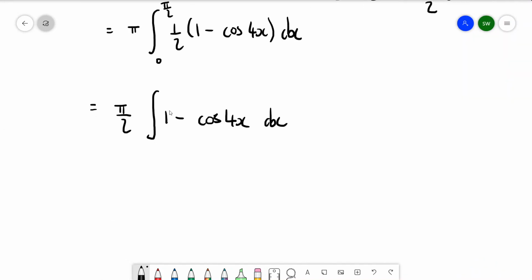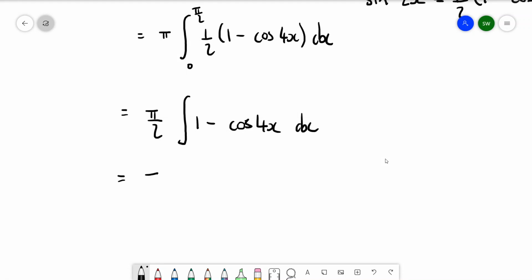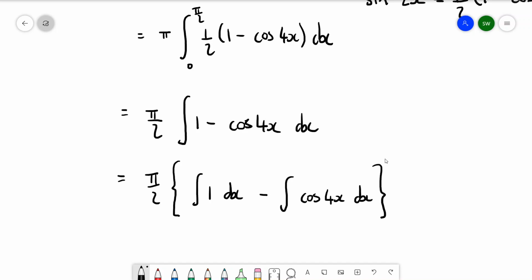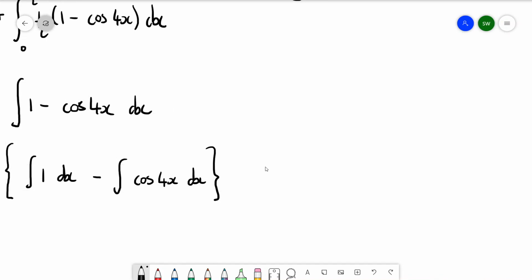So integrating 1 is simple, that's just going to integrate to x. Let's go through how to integrate cos 4x. So I'm going to split this up. Obviously you wouldn't write this, but just to show you what I'm doing, I'm splitting this up into the integral of 1 dx minus the integral of cos 4x dx. So you might just be able to do this without doing a substitution, but if you weren't sure how to integrate that and you'd forgotten the trick, you could just use a substitution.